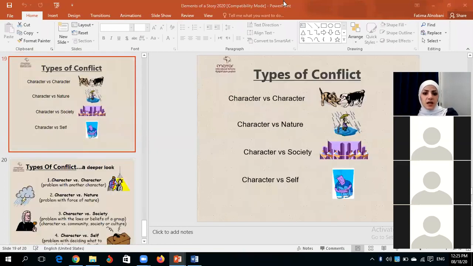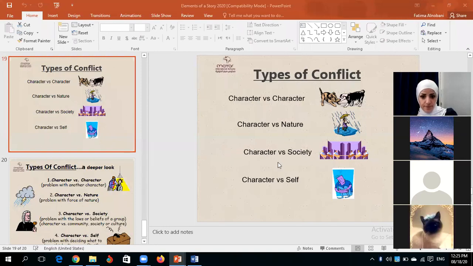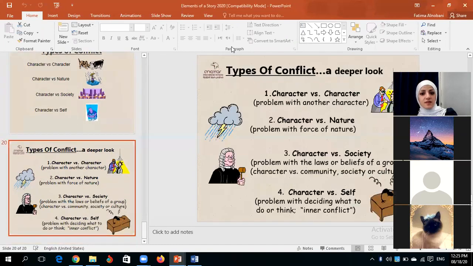طيب. Mira Kababji, can you read the types of conflict quickly? Character versus character, character versus nature, character versus society, character versus self. Self. طيب, the last slide. سالي الرمحي, I did not hear your voice. Can you elaborate types of conflict, a deeper look? Can you read the definition of each one of them? يلا سالي.